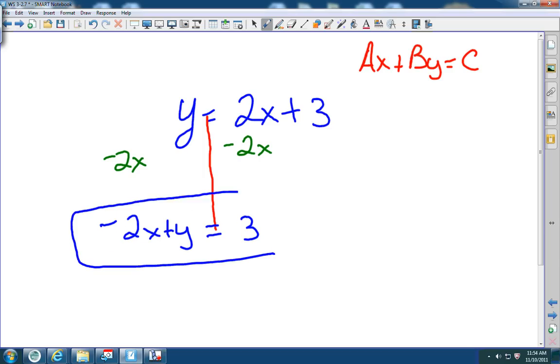Here's the deal. I've got a number of people that are just shutting down because they don't want to try. They think that it's going to be confusing. You have to try and focus. It's not that confusing. All you're doing is moving the x back over to the left-hand side. So let's try another one.